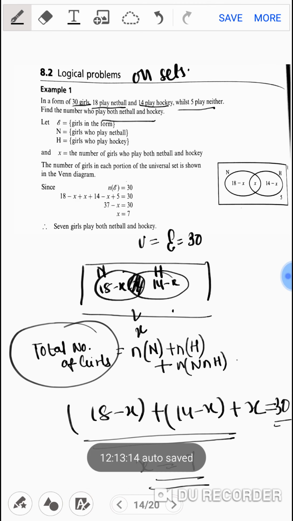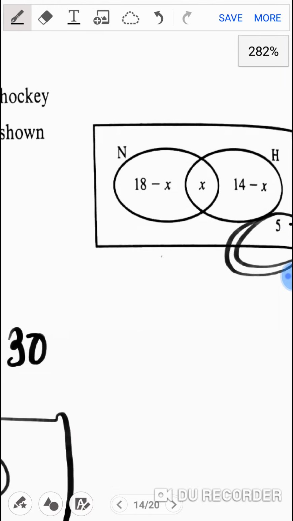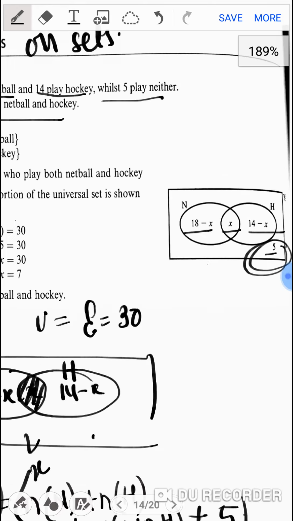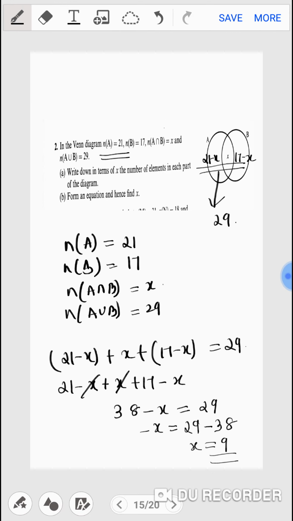My dear kids, in problem number 1, I have left that 5 outside, so that 5 you have to include here. That 5 also you have to include in this equation to get the value of x. Clear? So it will become 18 minus x plus 14 minus x plus 5 will be equal to 30. That will be your equation. Problem number 2 is clear.